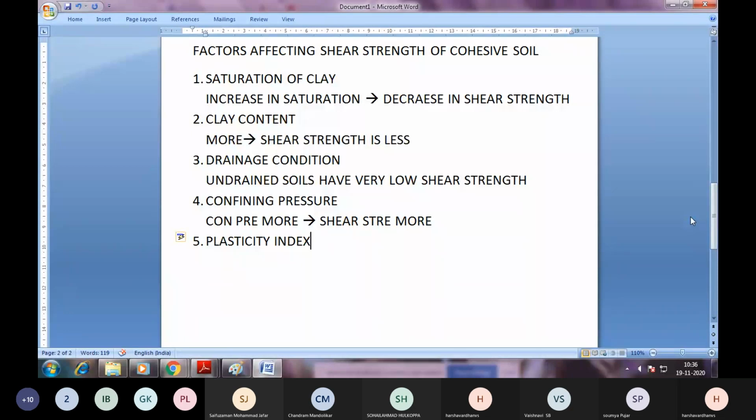Now, if the soil is in plastic state, that range is called the plasticity index. The more the plasticity index, the more the range of this plastic state, the lesser will be the shear strength. More the plastic range, lesser will be shear strength.